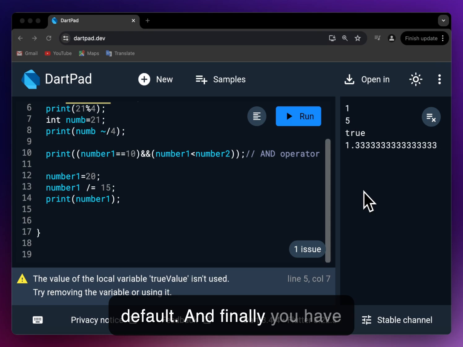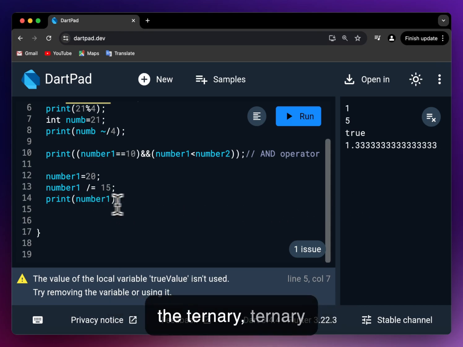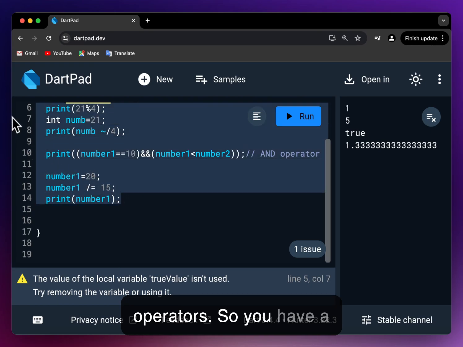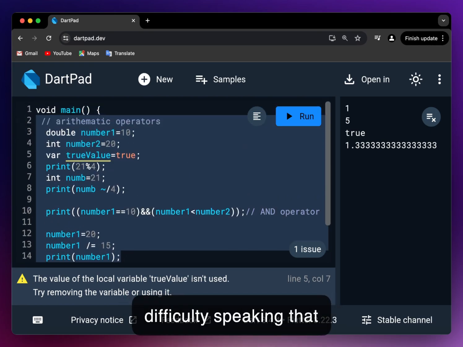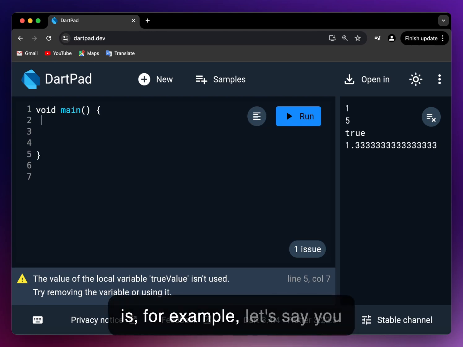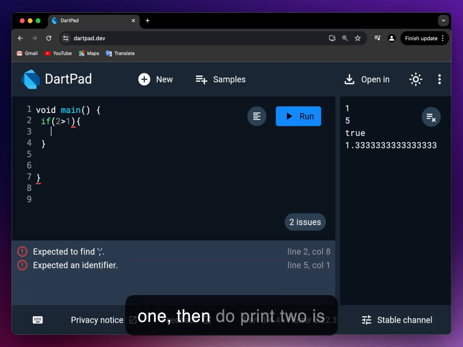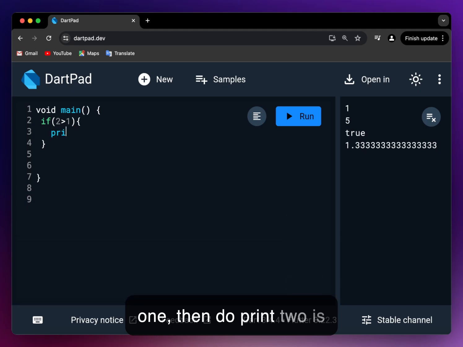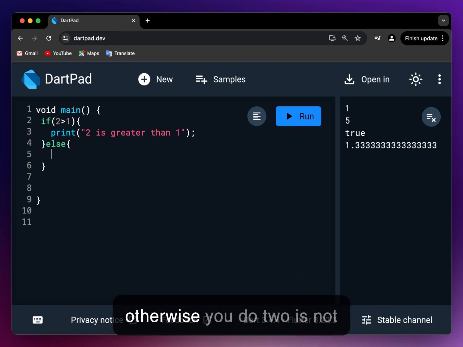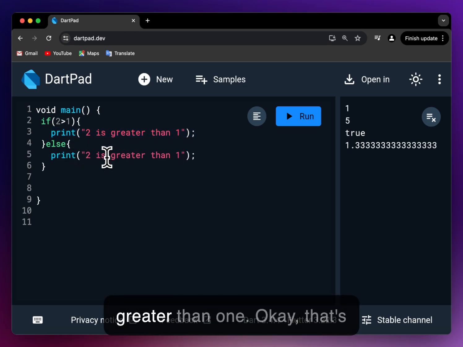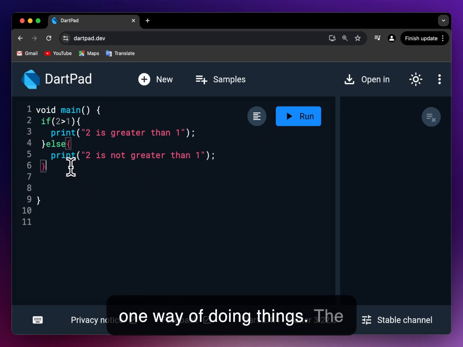And finally you have the ternary operators. Sorry, I have difficulty speaking that. Anyhow, so what they mean is, for example, let's say you have, if 2 is greater than 1, then print 2 is greater than 1. Okay, otherwise you print 2 is not greater than 1. Okay, that's one way of doing things.